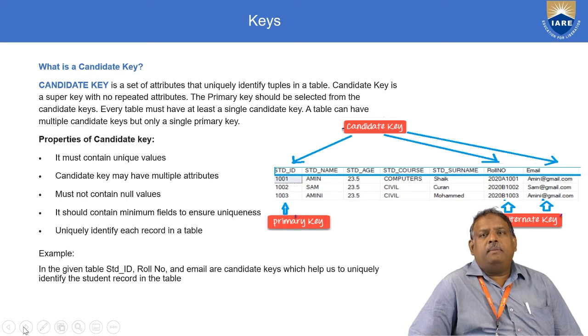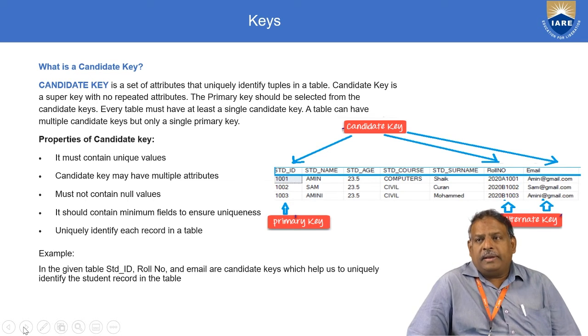The candidate key may have multiple attributes. Must not contain null values. It should contain minimum fields to ensure uniqueness. Uniquely identify each record in a table. In this case, let us see the table example.